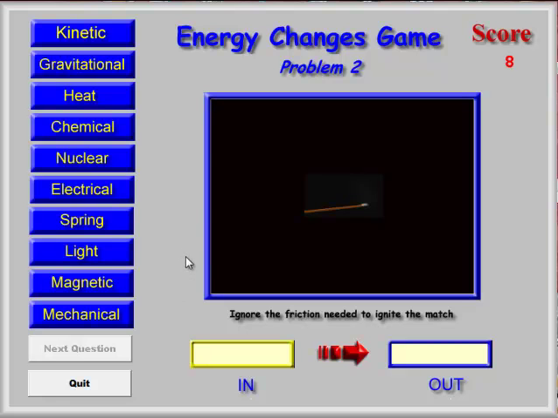Next is a match. Hopefully students will see that there's chemical energy in the tip of the match, and ultimately the match will turn into heat energy. Notice it says to ignore the friction needed to ignite the match. And you could also say that there's light energy, but matches are typically used for the heat. So in this case, since there's only one choice, I think heat is the best answer.